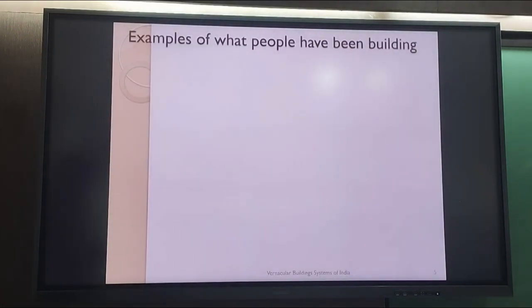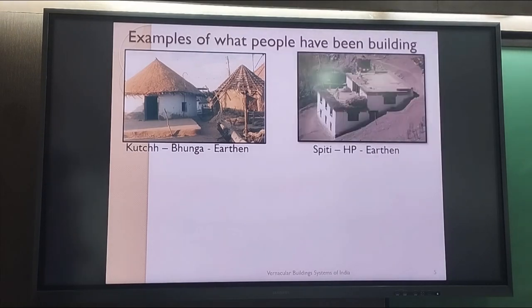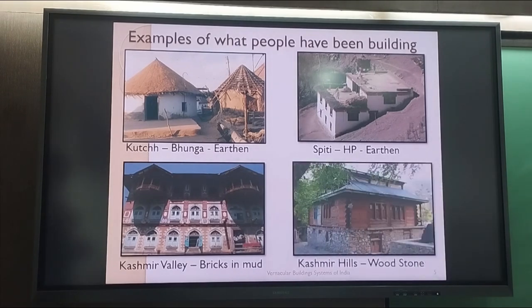Now, let's see some examples of what people have been doing in different parts, very quickly. Bunga of Kutch is very well known, made of mud. But also you have Spiti, higher up in Himachal Pradesh, also in Kashmir, the Ladakh region, which is a high altitude desert, where you have earthen construction made of mud. And in Kashmir Valley, you have bricks. Bricks are easily available, so you find multi-story houses made of bricks. But in Kashmir itself, you go up in the mountains and you are far away from bricks. It's made of stone. And the timber is easily available. There's also a lot of wood.